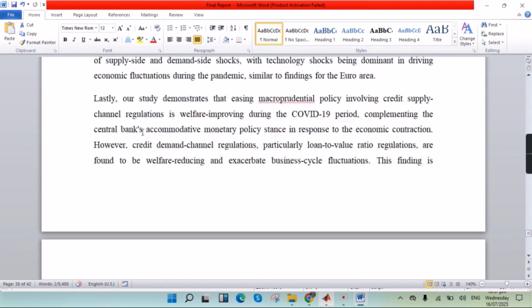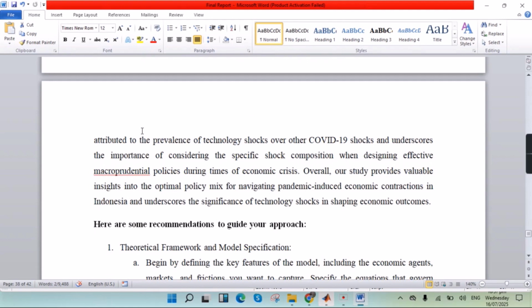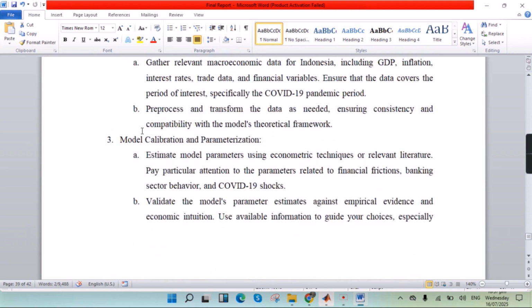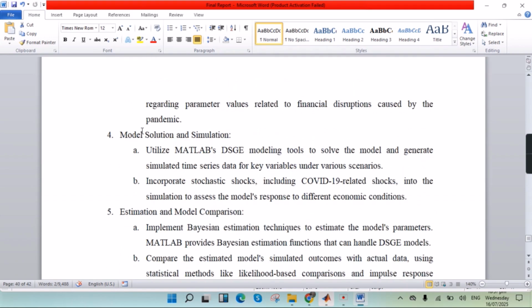The conclusion is overall what parameter shocks occurred and how the policy responded to the economic crisis during this time. The recommendation for the future is that you need to prepare for economic agents, markets, and frictions, and you must also incorporate the banking and financial frictions relevant to the Indonesian context, data processing, models, and everything.